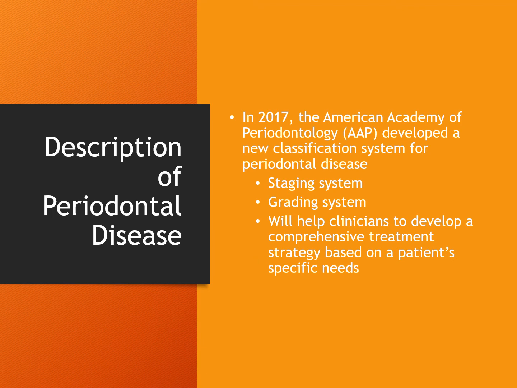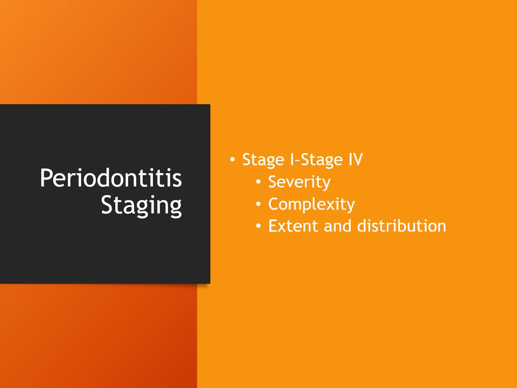Okay, in 2017, the American Academy of Periodontology, or the AAP, developed a new classification system for periodontal disease. This classification system supports clinicians to form a complete picture of a patient's periodontal condition through staging and grading systems. Periodontitis staging has 4 stages, 1 through 4. These stages define the severity, complexity, and the extent and distribution of the disease. Table 14.1 on page 171 of your textbook has more information about the staging system.